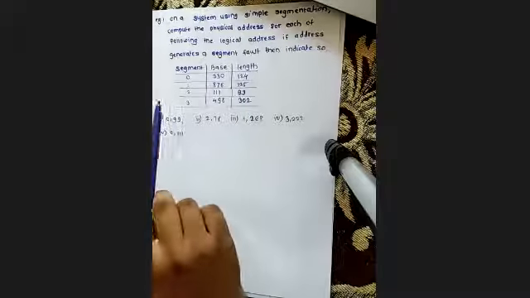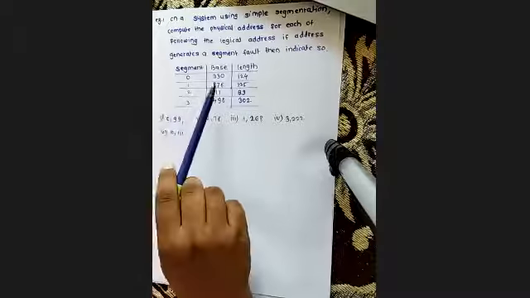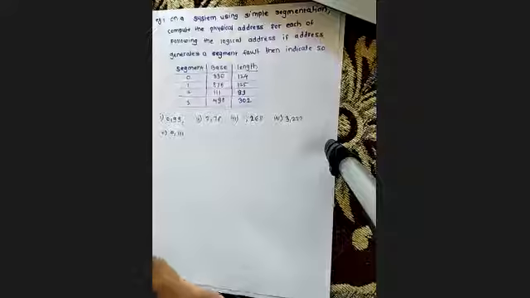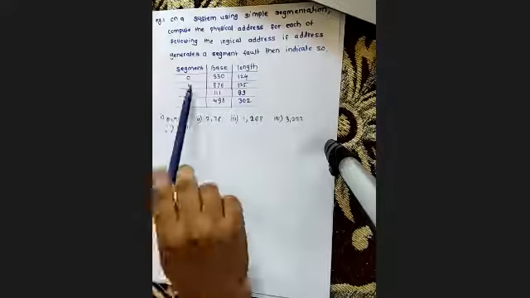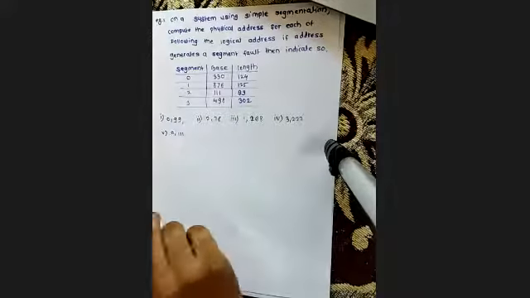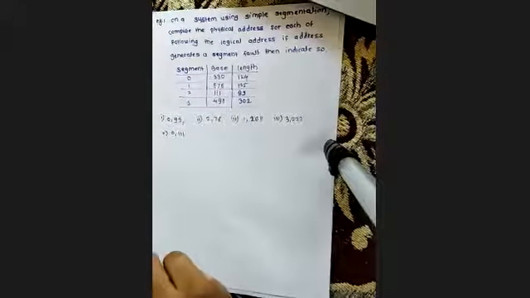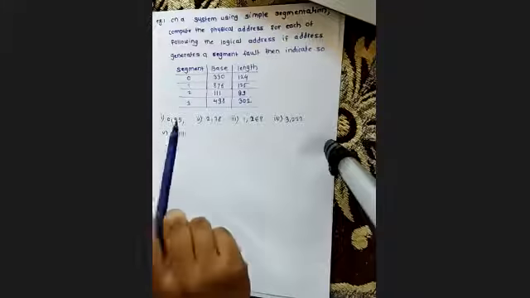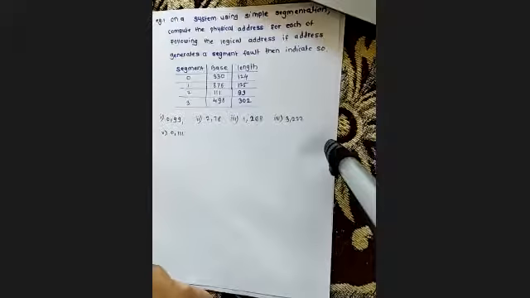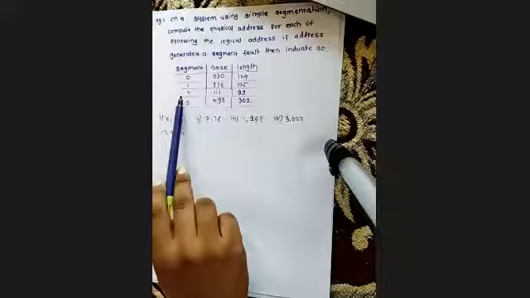Okay, so the given data is: the segments are given, the base is given, and the length for each segment is given. Total 4 segments are there. Now what is this base? Base is nothing but the starting address, the initial address of that segment, the memory location from which that segment has started. Okay, that is the base. And the length of that segment means up to which memory location that particular segment is available.